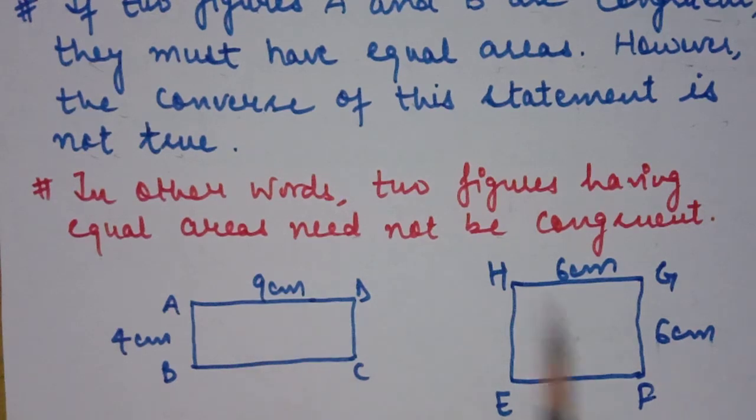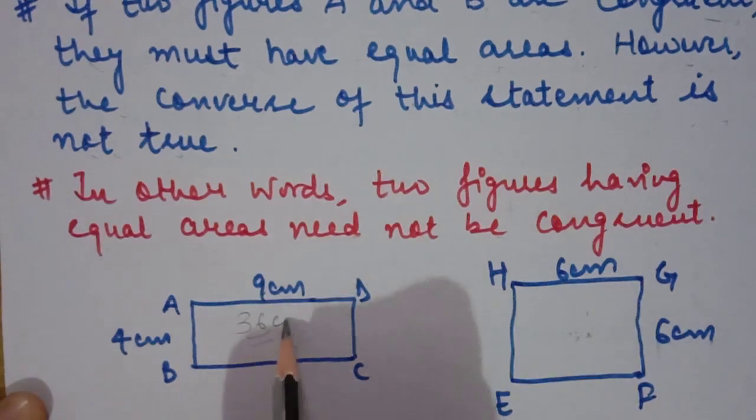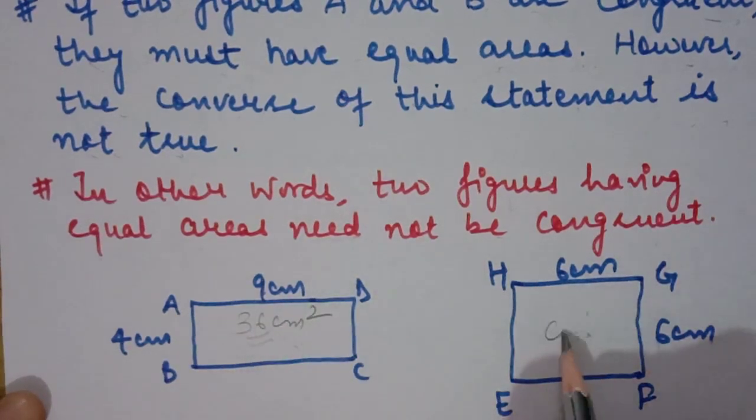So students, these two diagrams have the same area. Because it is a rectangle, we know the formula for finding the area of a rectangle is length into breadth. It means 4 into 9, it is 36. This is a square, all sides are equal to each other. It means area of square is side into side, which is 36 centimeter square. So students, they both are 36 centimeter square.